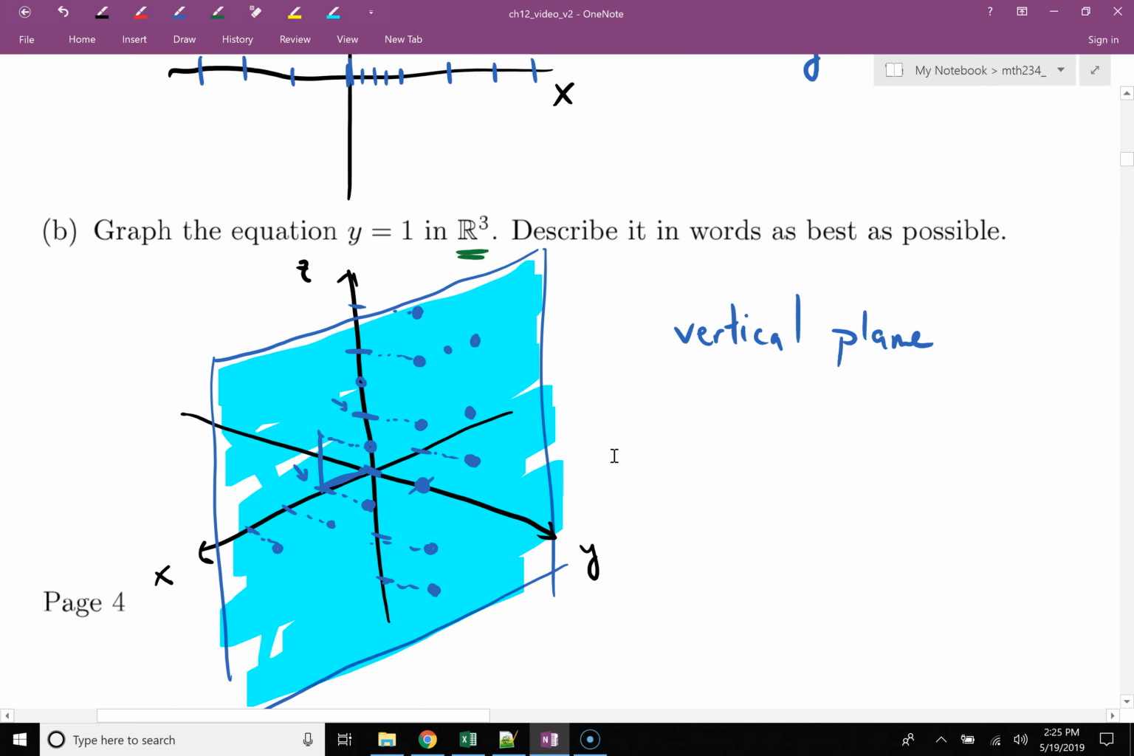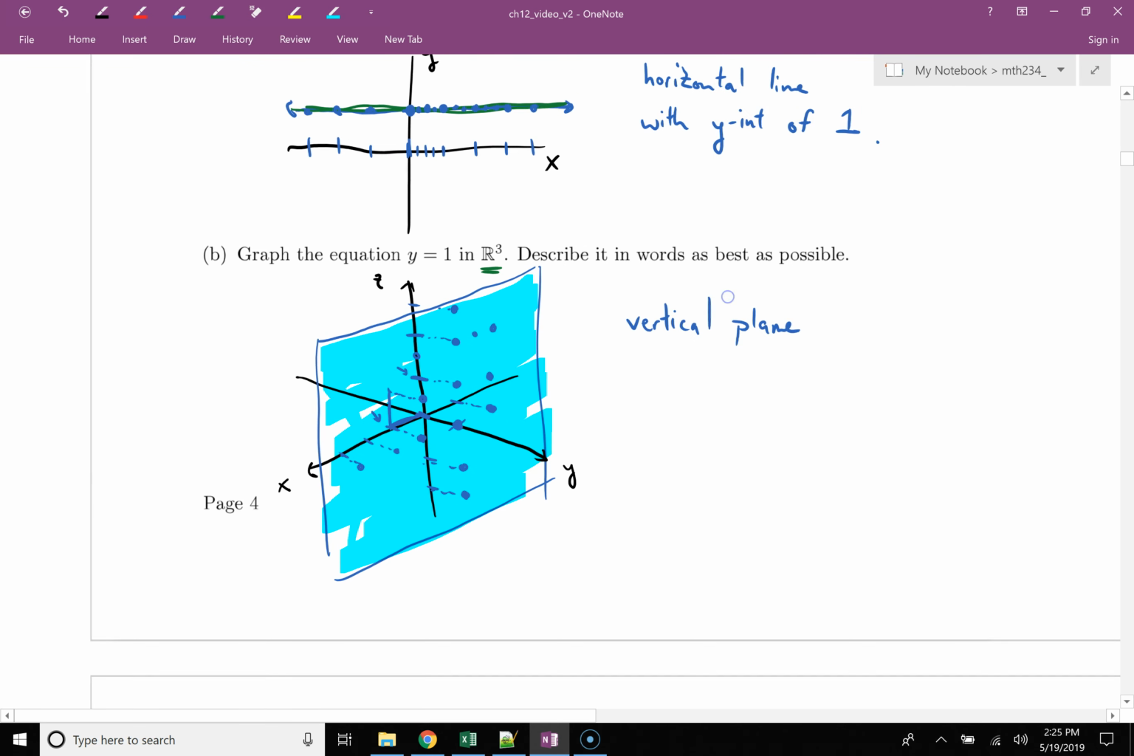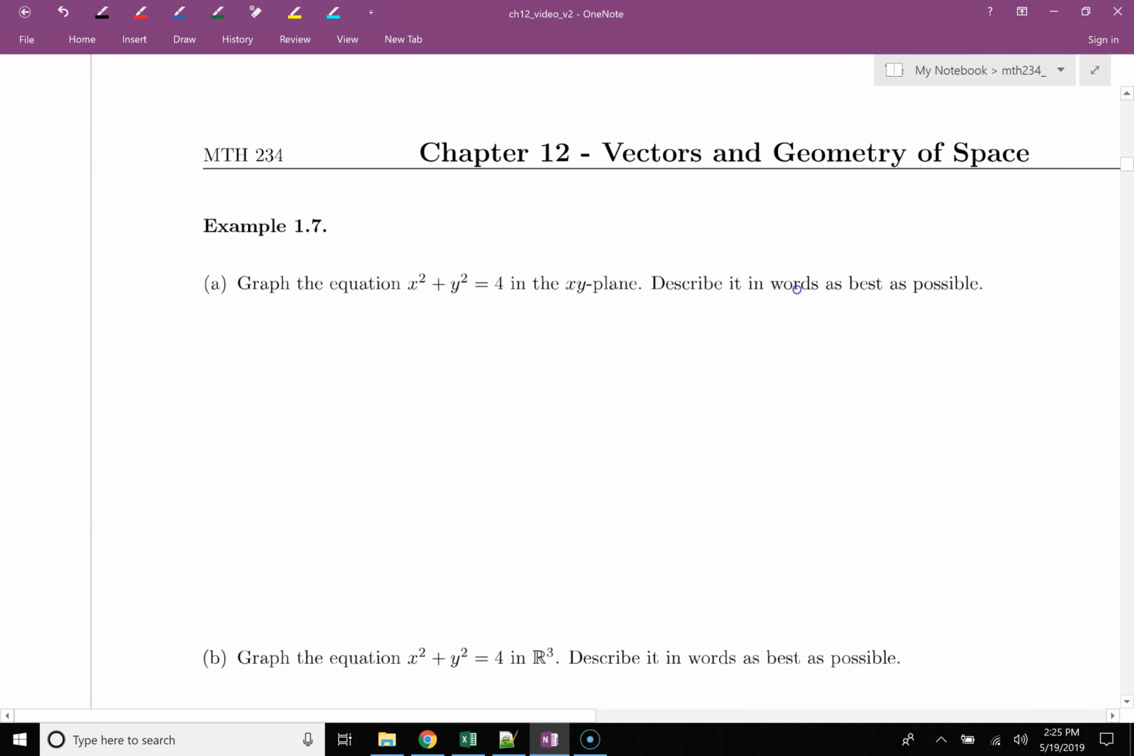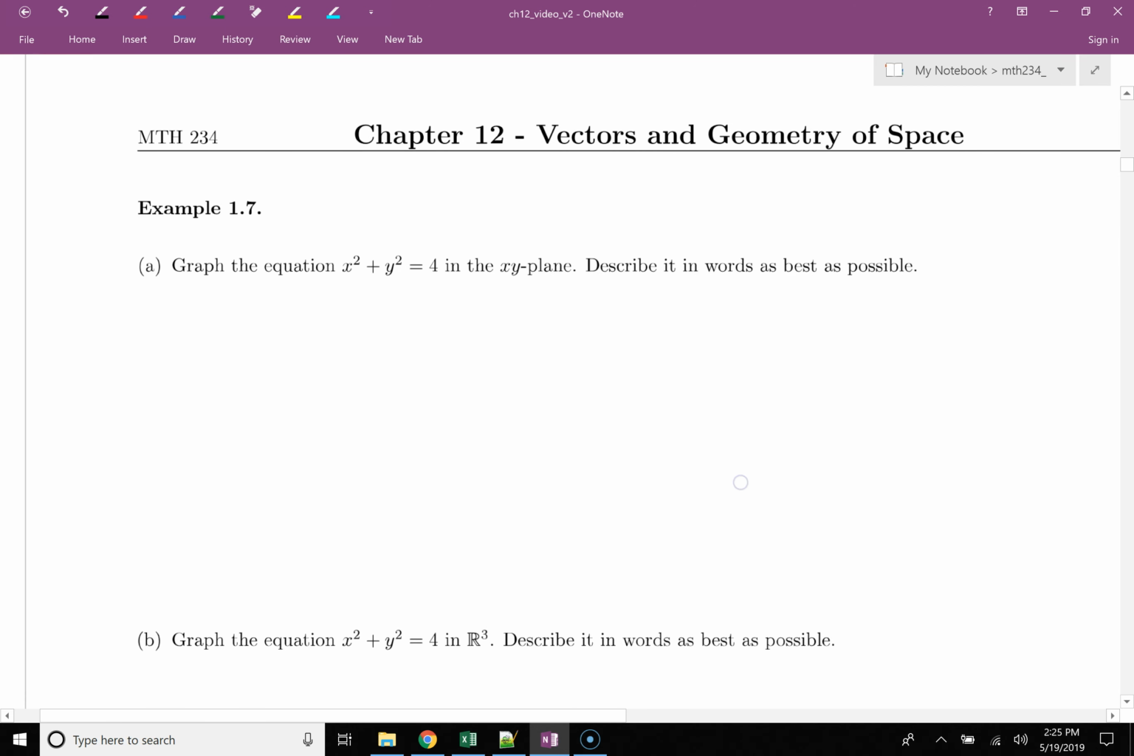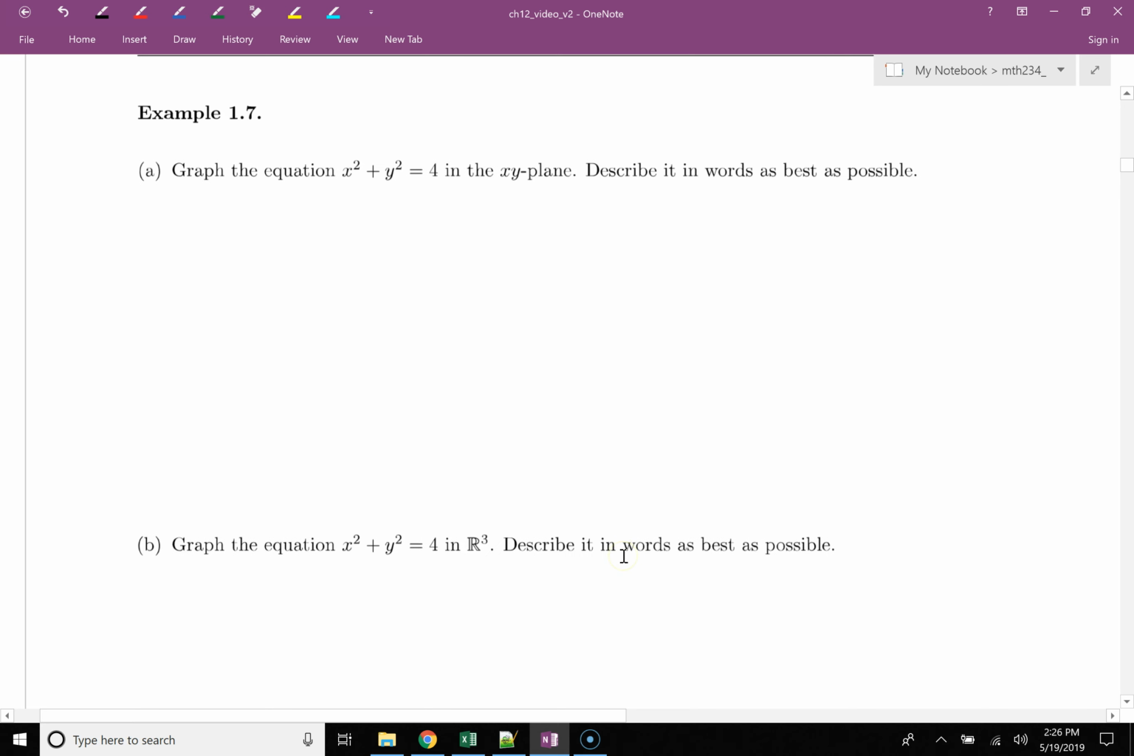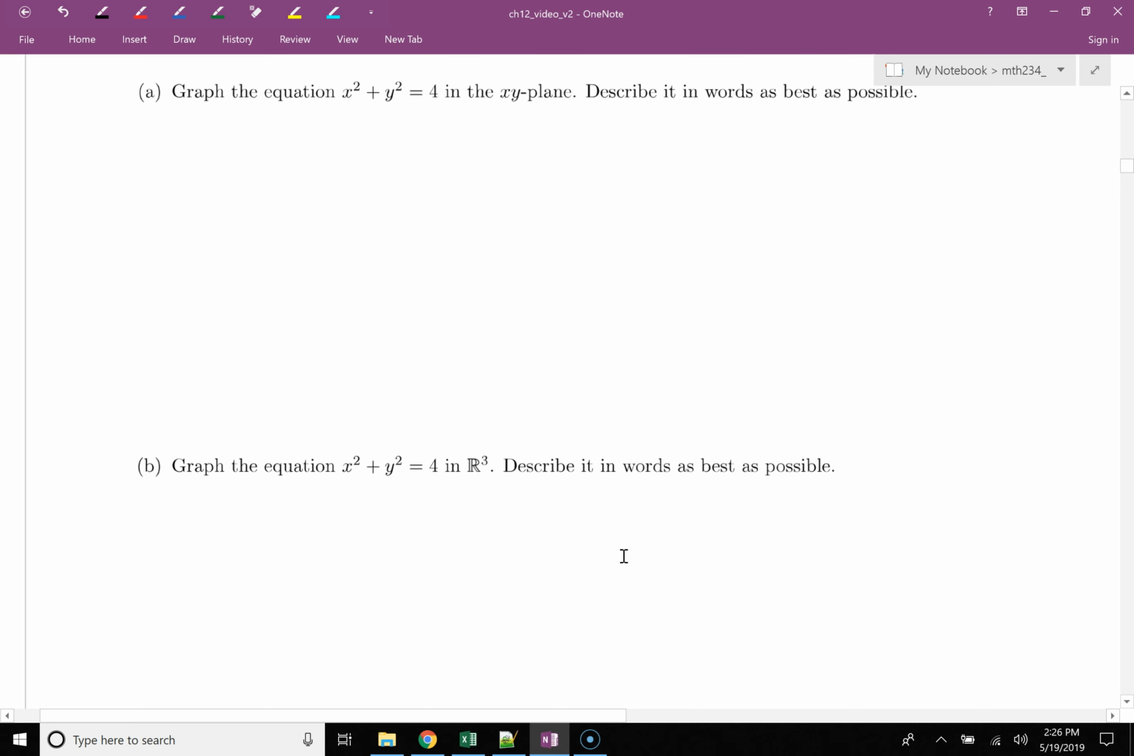Let's go ahead and try the same sort of thing one more time, but we're going to change the equation a little bit. Instead of just y equals 1, we're going to have x squared plus y squared equals 4. First, we're going to graph this in the xy plane just to get a nice running start here. And then we're going to try to graph the same thing in xyz space.